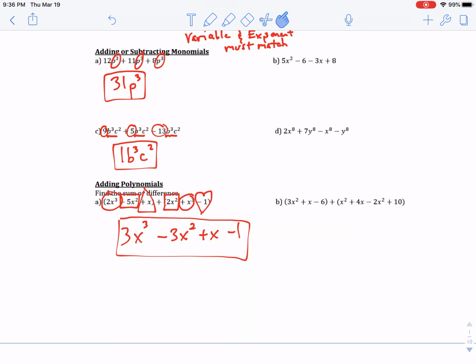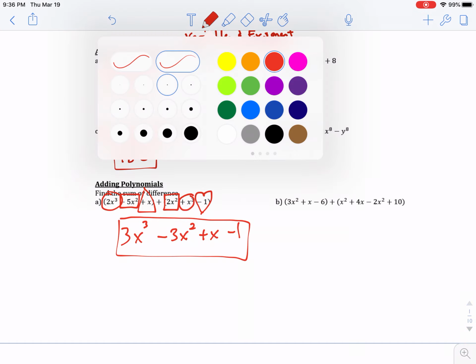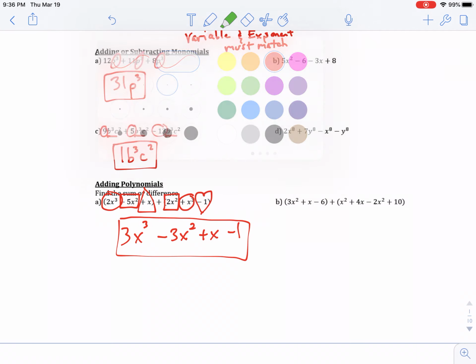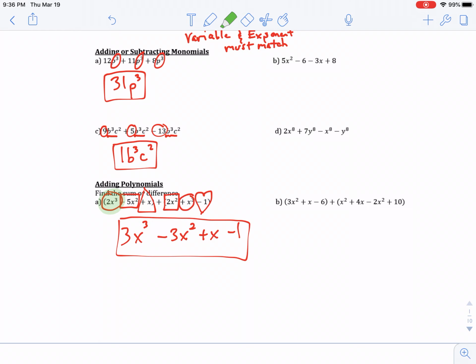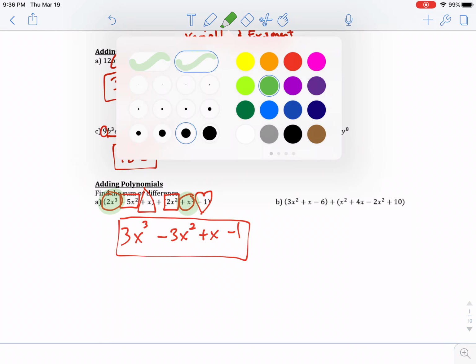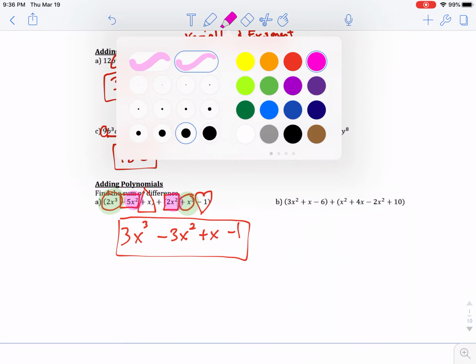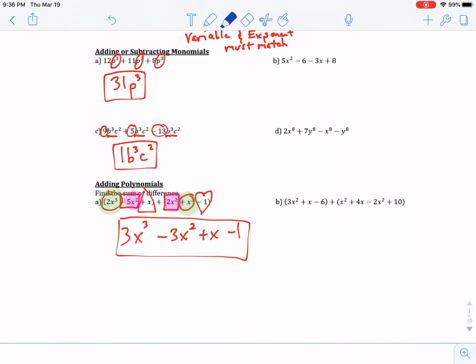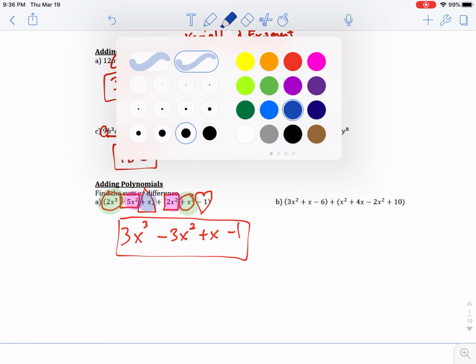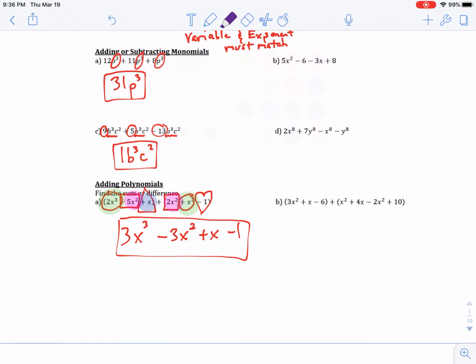You have to pick out the like terms. And if you want, you could use different colors. I see a lot of people highlight them different colors. Like that one goes with that one. And then they'll change the highlighter and do that one. And then they'll change the highlighter again and do that one. So that they color code them, so they know which ones go with which.